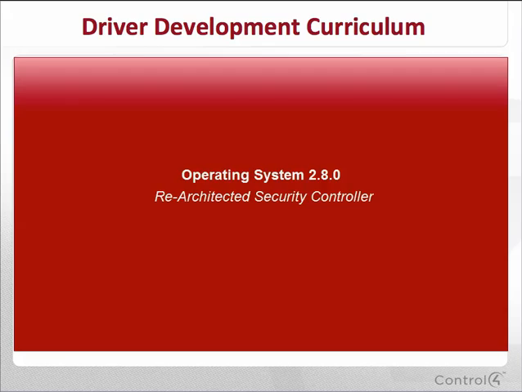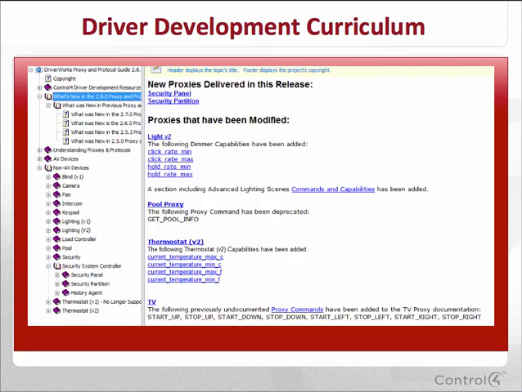Now, let's talk more specifically about security. Control4's approach to handling security system control, as well as the supporting driver development, has also changed with the release of Operating System 2.80. The security proxy itself has gone through extensive re-architecting. It has been broken into two separate proxies, the new Security Panel proxy and the new Security Partition proxy.